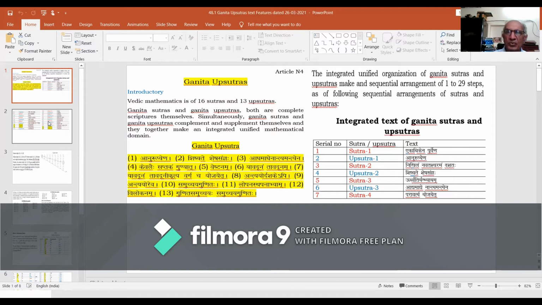When we pose to ourselves what the text of Vedic mathematics is, then we have to accept that Ganita Sutras and Ganita Upsutras together make the text of Vedic mathematics. The 16 sutras text is a text of 283 letters. Ganita Upsutras text is a text of 236 letters. In all, there are 519 letters. Therefore, the Vedic mathematical domain is the range of these 519 letters.